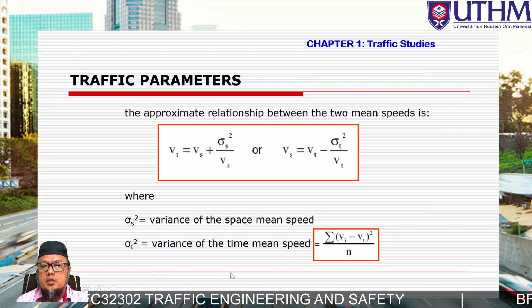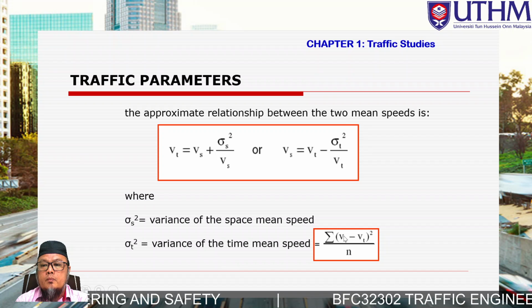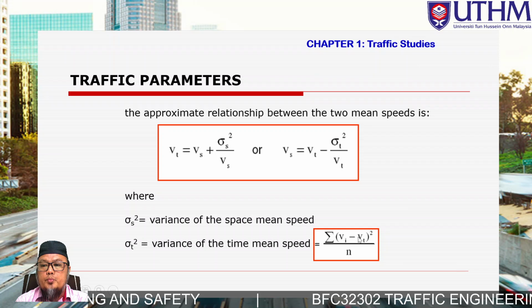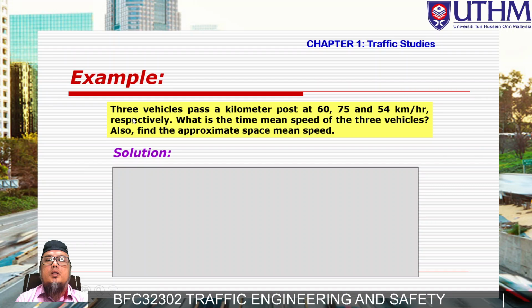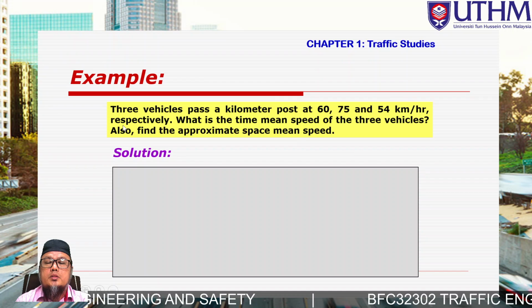So to determine Vt, sigma square T, we have to use another extension formula. The summation of the individual speed deducted by the Vt we determine from here. Okay, then we can apply it here. Okay, this is an example, just read the example. 3 vehicles pass a kilometer post at 60, 75 and 54 km per hour respectively.